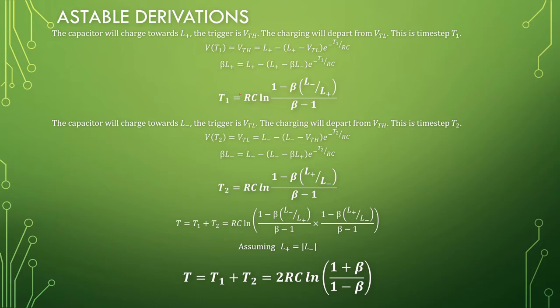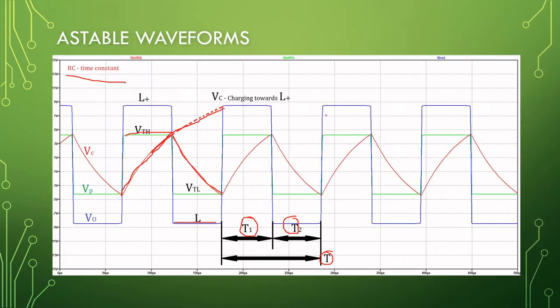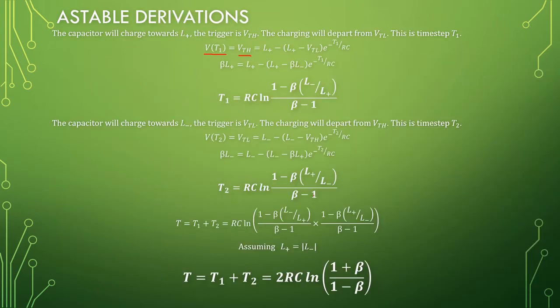So we need to look at this thing from when the capacitor is charging and when the capacitor is discharging. So the voltage at T1 is when we reached our high trigger point. Okay, so we are looking at this point right here, and in the second derivation we are looking at our point right here. Okay, so the departure point would be from the lower trigger charging towards L plus for the first one, and our departure point will be the higher trigger charging towards L minus for the second one.